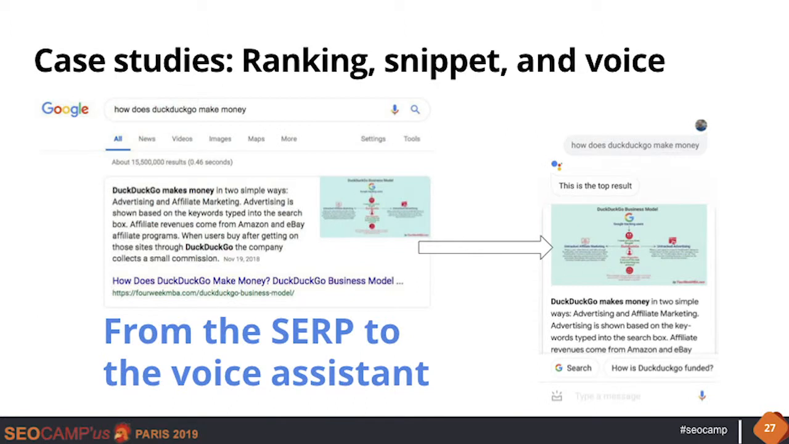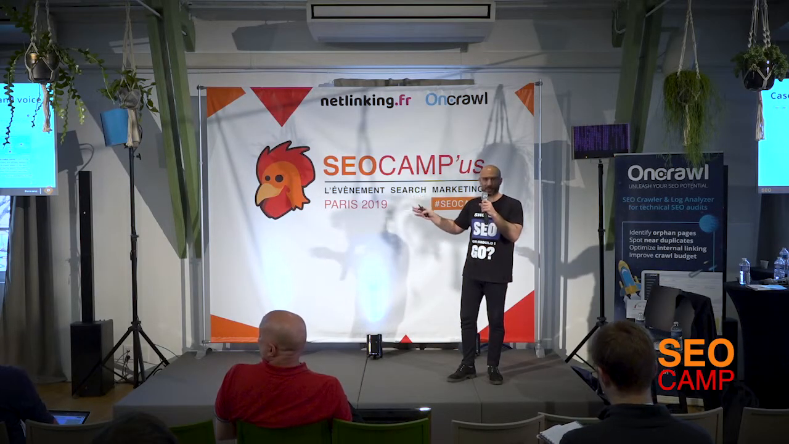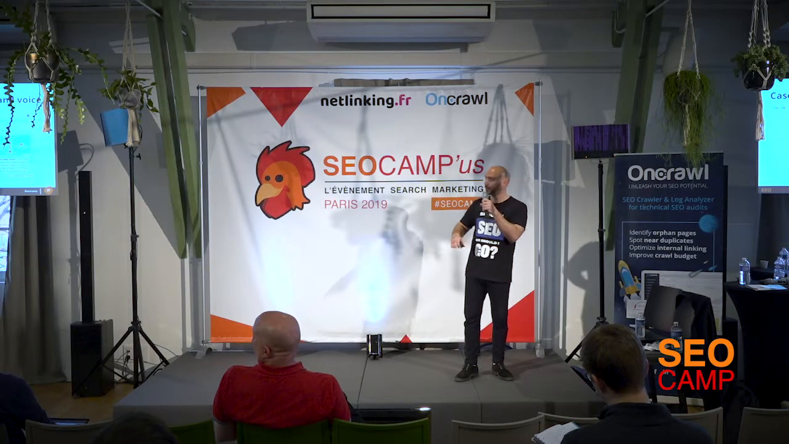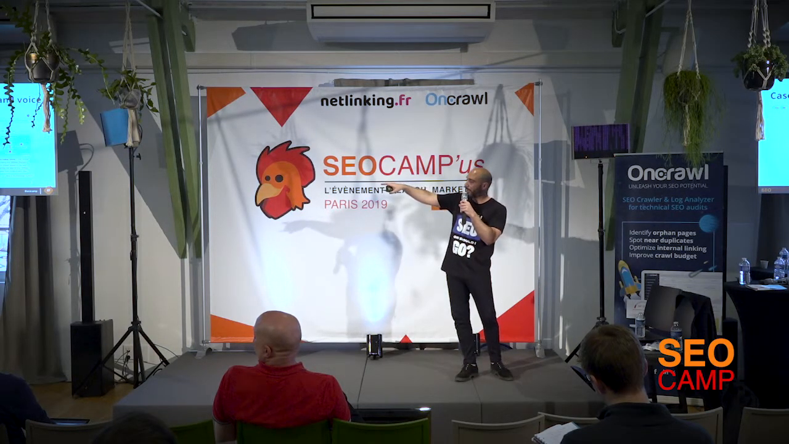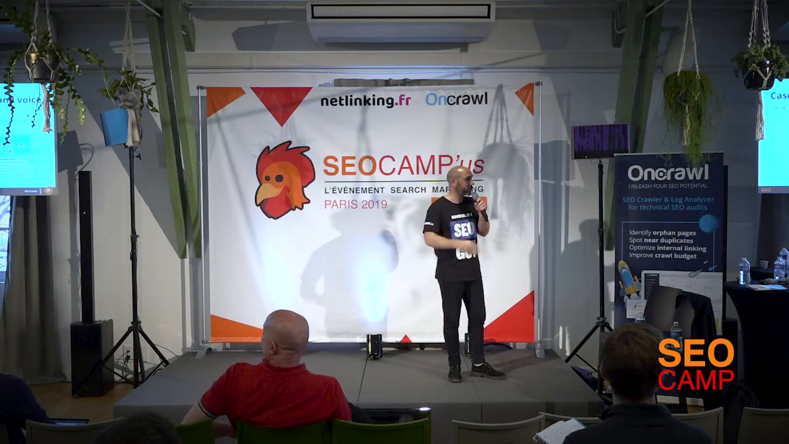And let's look at a very simple case study. This is a case study from my blog. For instance, on this query, which is asking how DuckDuckGo, which is a search engine that looks after the privacy of users, is making money, it triggers a featured snippet. And the interesting part is that that featured snippet then becomes an answer within the voice assistant of Google. So if you go on the Google Home and you ask the same query, Google is going to answer with the same content that you get on the featured snippet, which is very interesting.